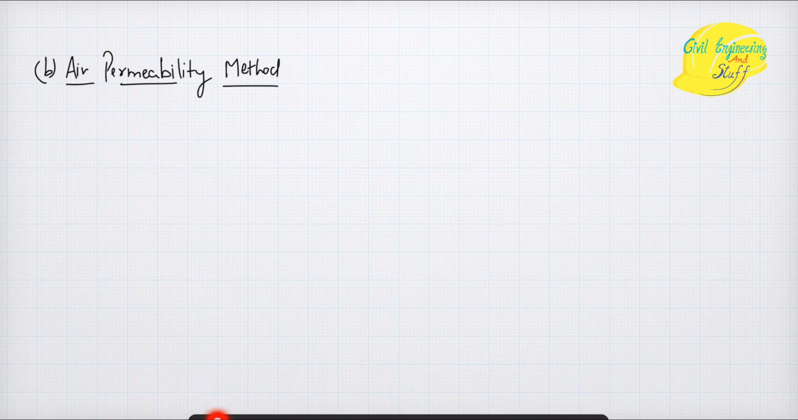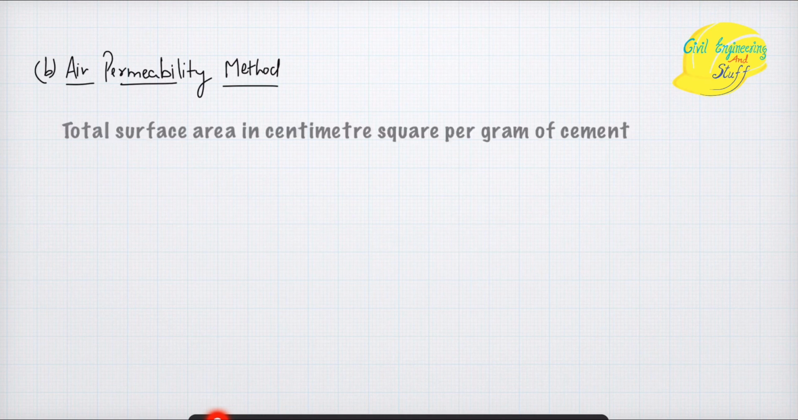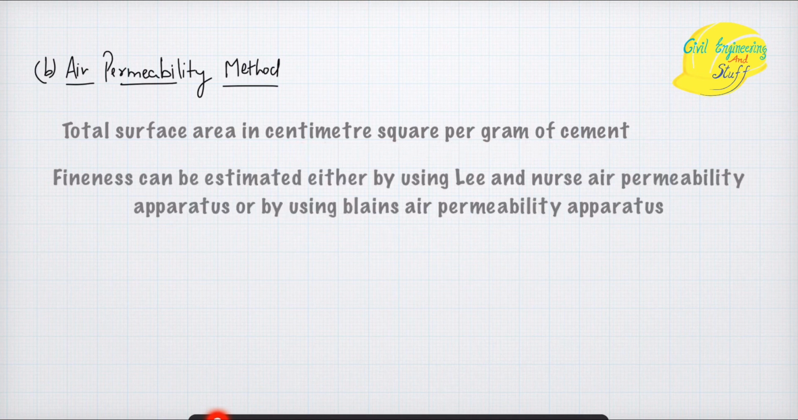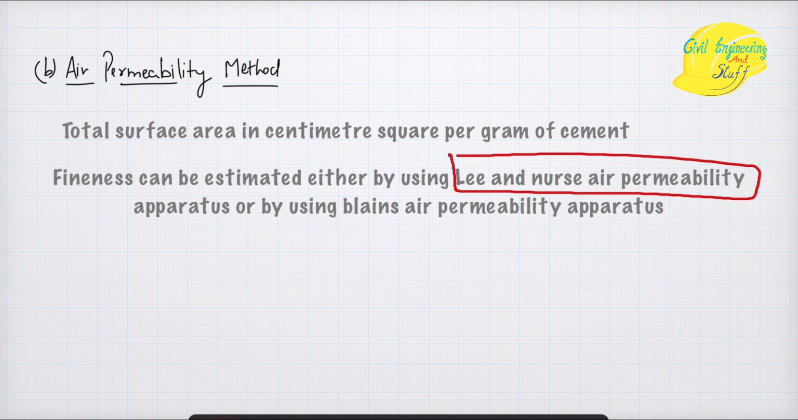Right, after this we have air permeability test, and the total surface area is represented in centimeter square per gram of cement. The fineness can be estimated either by using Lee and Nurse air permeability apparatus or by using Blaine air permeability apparatus. So the important point that you should remember is that these are the two varieties of permeability test available. The first is Lee and Nurse air permeability apparatus, and the second is Blaine air permeability apparatus.